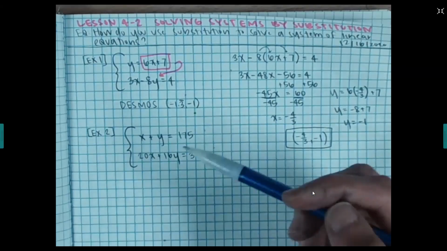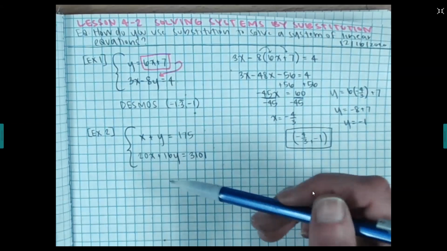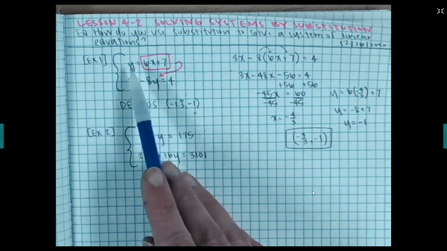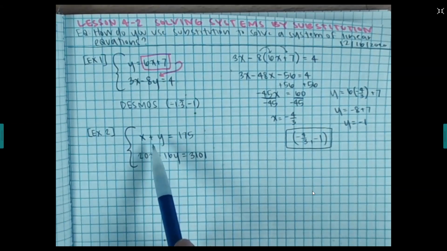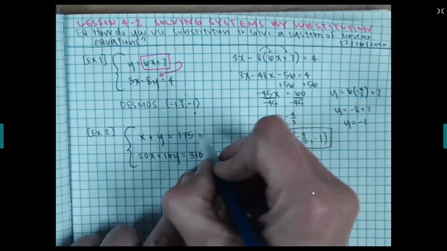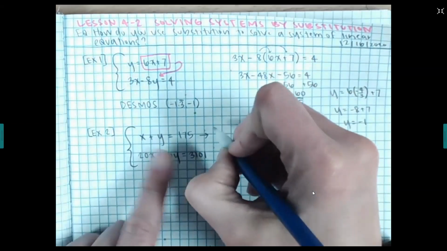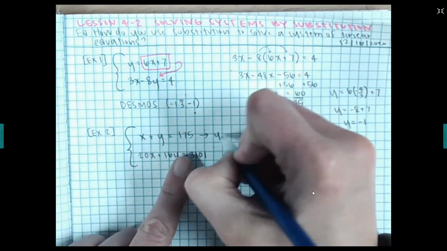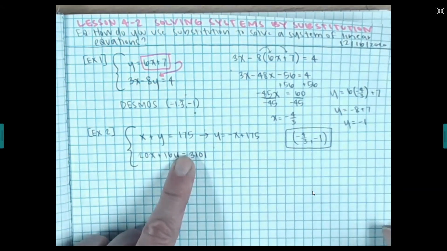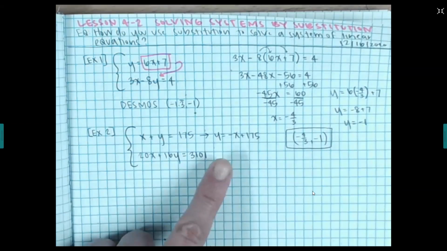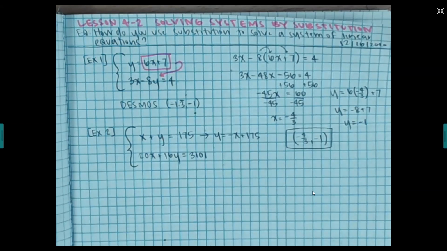Now, the only thing that's different between this example and this example is that the first example was already isolated for y and the second example is not. So we have to do that first. So I'm going to subtract x from both sides and get y equals negative x plus 175. And you can do that in either way. If you wanted to solve for x and subtract y, you could totally do that. The steps are still the same, but you're just substituting for the opposite variable.